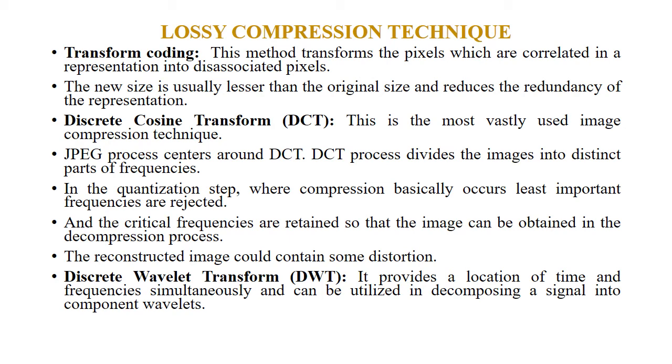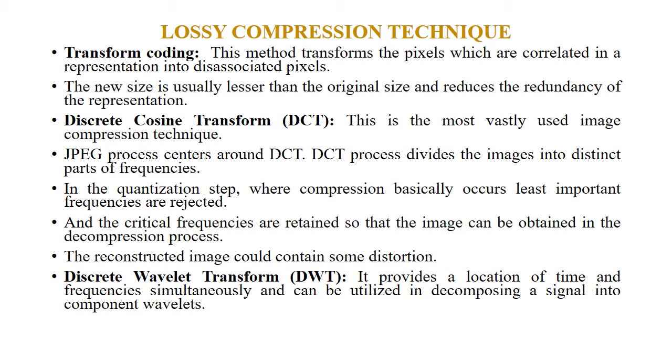Whenever we are using these transforms, based on the transformations present in them, we are going to have the representation of coding techniques. Accordingly, we can evaluate the compressed information at the encoder section. The same inverse transform should be applicable at the decoder section in order to retrieve the original or compressed image at the output of the decoder section. The new size is usually less than the original size and reduces the redundancy of the representation.